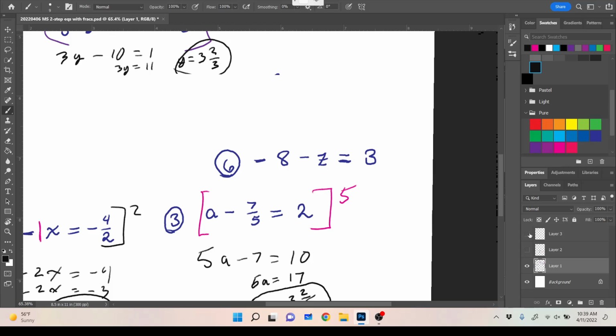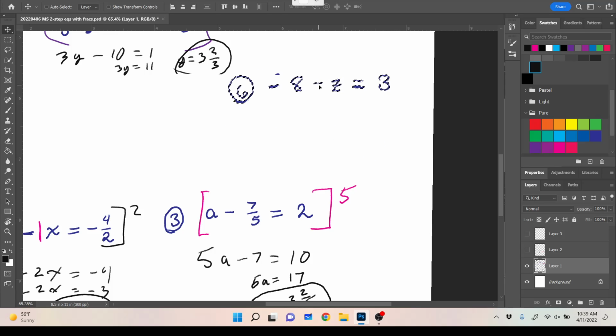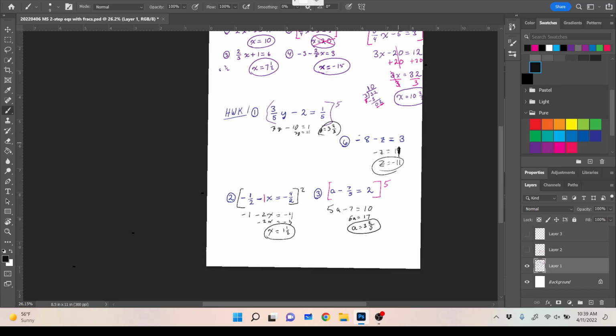Oh, that one's easy. Let's just leave it shoved over here. I forgot I gave y'all one that was easy. Let's just leave it right here, shall we? Deselect it. So when we add 8 to both sides, we end up with negative z equals 11. And then when we divide by -1, we end up with z equals negative 11. Blammo. Any questions on those homework problems, boys and girls?